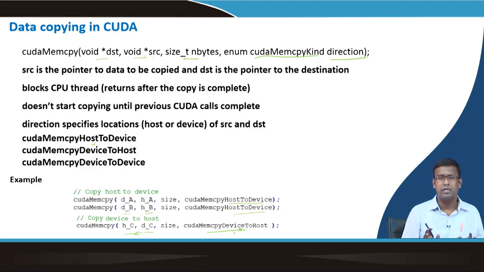That syntax is given, and this is extremely essential because unless we are using a unified memory access pattern, these memories are different and we always have to copy from CPU to GPU and GPU to CPU.